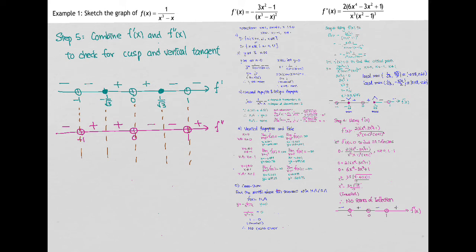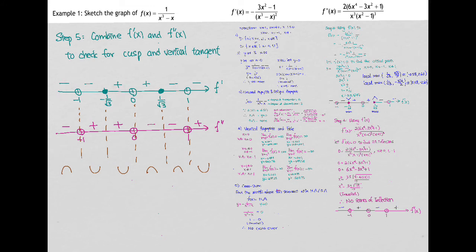First of all, we know y double prime means the concavity. So whenever it's negative, it means concave down. When it's positive, it means concave up. So I can see this: concave down, concave up, concave up, concave down, and concave up. Next, the first differentiation tells me the increasing or decreasing interval. Negative means decreasing and positive means increasing.